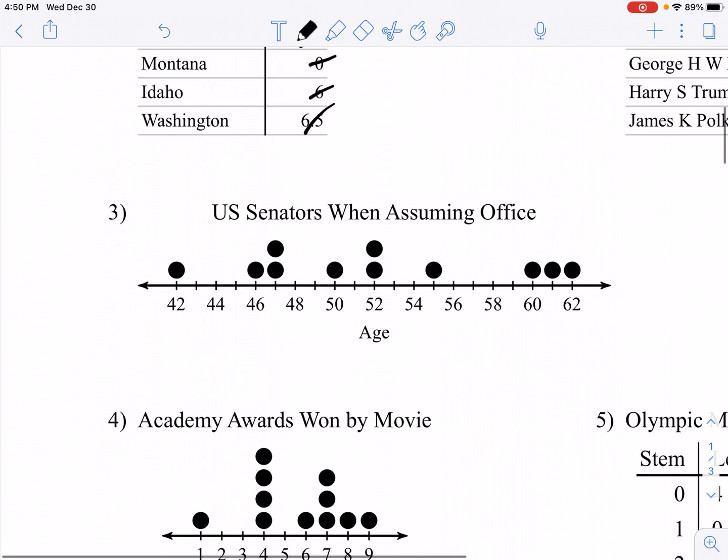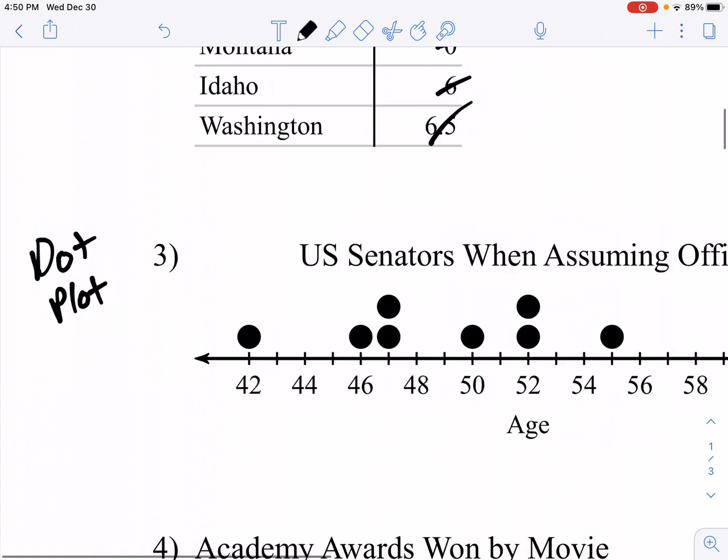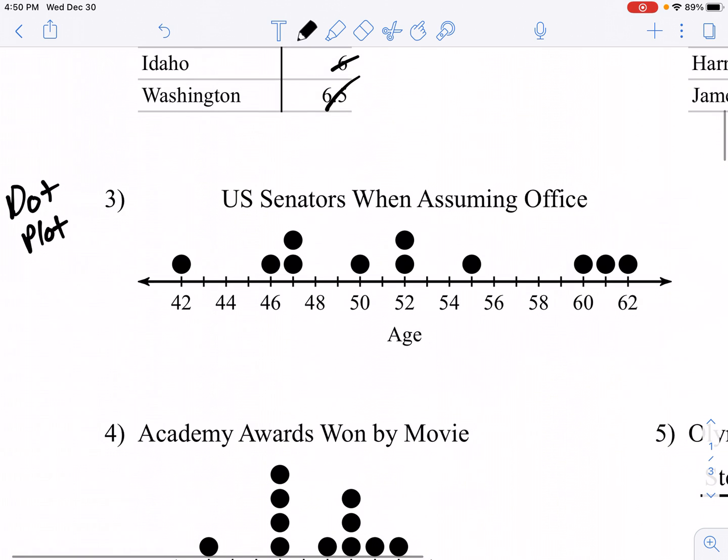This next one is called a dot plot. You might guess it's called a dot plot because we have dots. Now the way this is listed out is they give you some kind of a number line like this one here. In this case, the title is U.S. Senators when assuming office. Well, you might ask, what do these numbers represent? Well, that's what they're labeling the axis here, which is age. So it's the age at which these U.S.